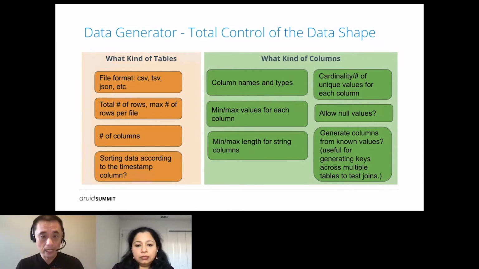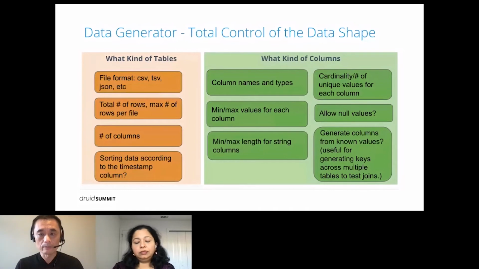How many columns you want, whether or not you want to sort the timestamp column, which is also important for Druid, because when Druid does ingestion, basically the segments are created according to time granularity. The primary partition is on time. So whether or not the data is sorted decides a lot about the ingestion performance. So that's important for testing.